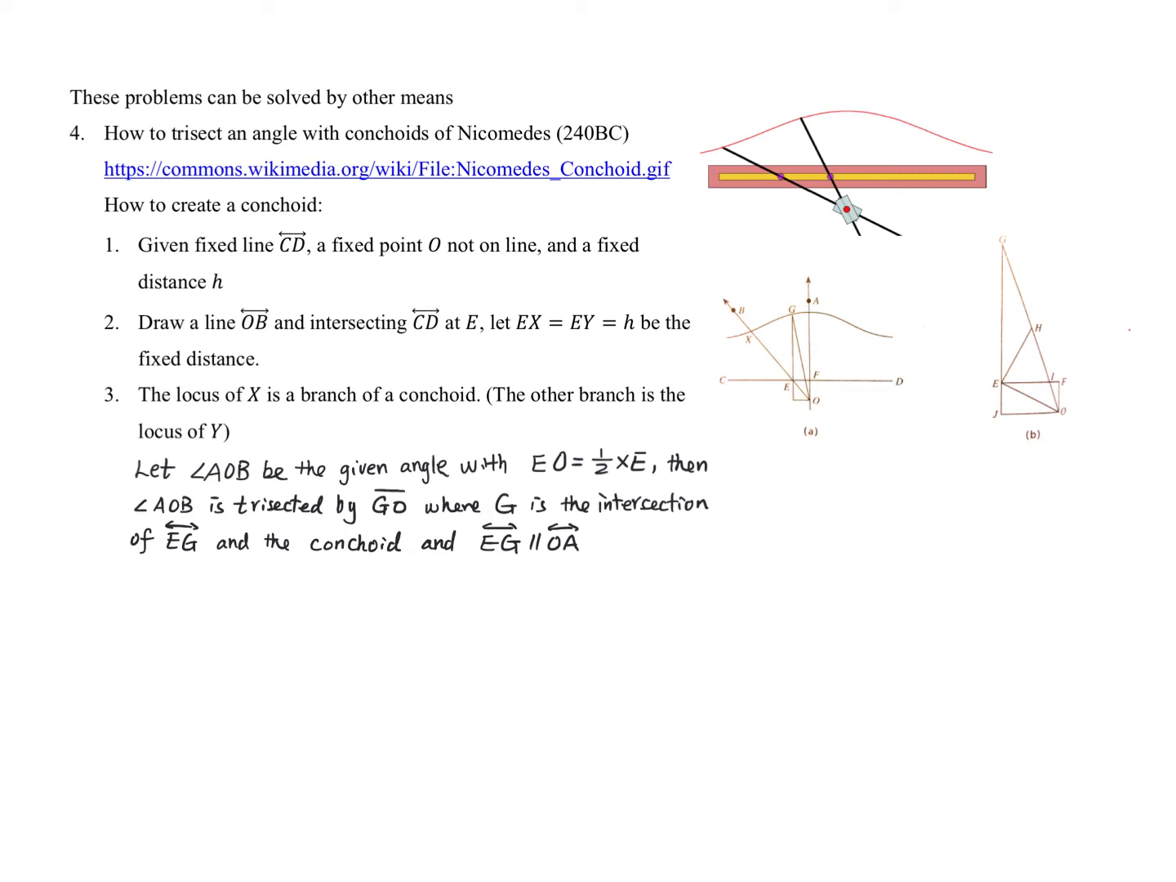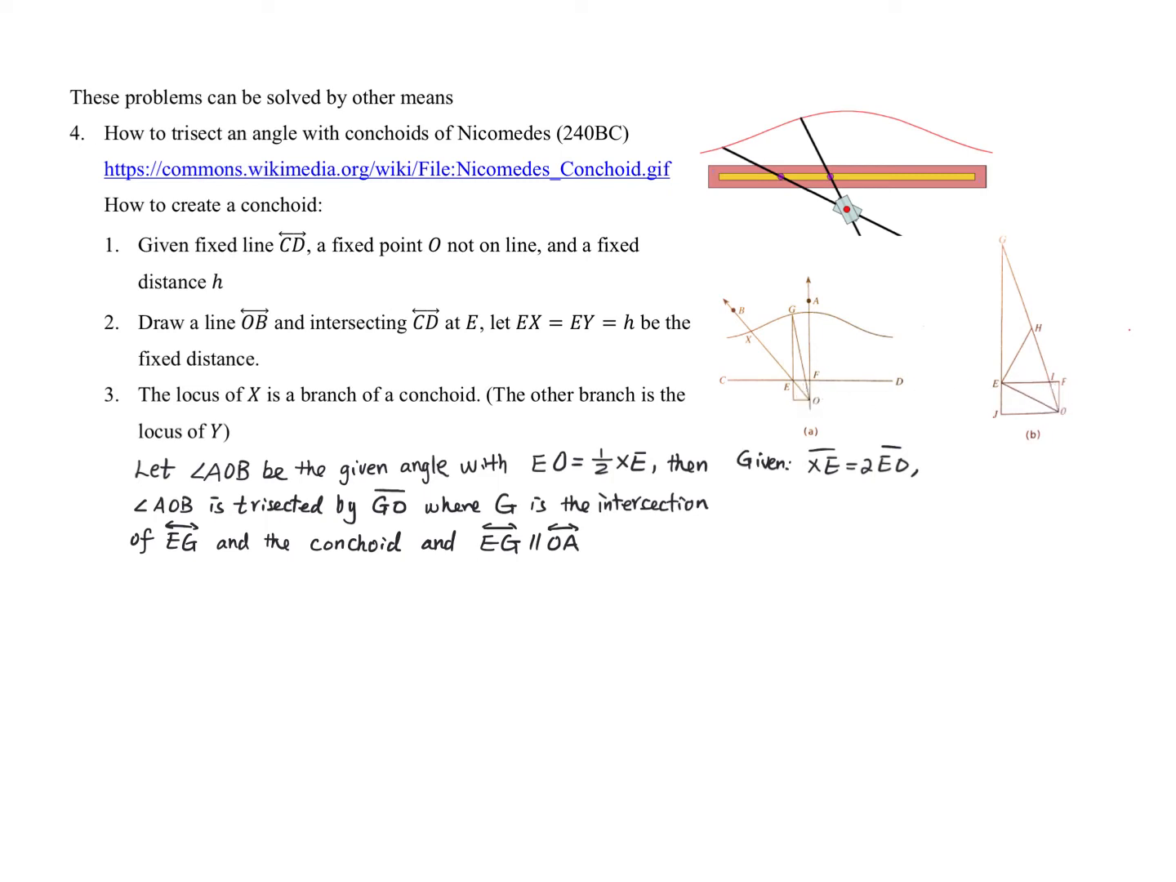So now, what is given? The given information is XE is twice of EO, or EO is half of XE. In other words, this is twice of that. This figure is a magnified portion of this figure here. Let's label this intersection as I, which is this guy.